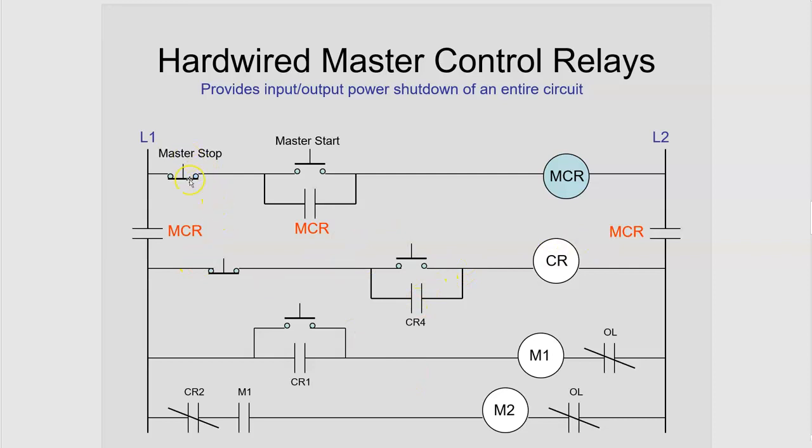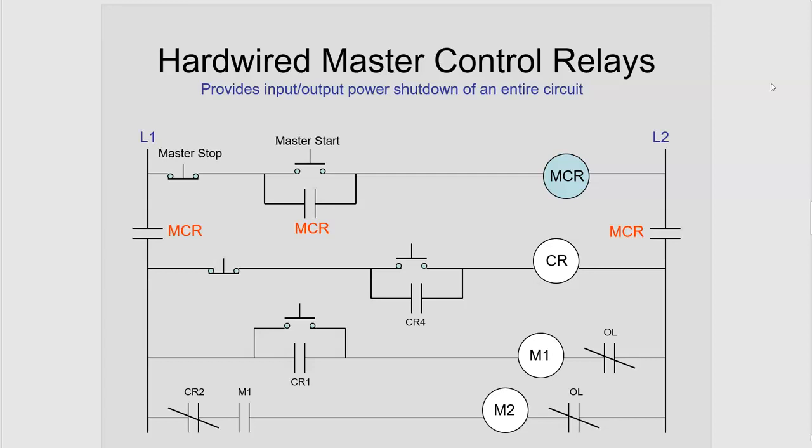But what happens if you hit the master stop? Hit the master stop, then this MCR output here goes false. These contacts open up and basically shut down power to everything below those two vertical contacts. So you can see you can use this to provide input power shutdown of an entire circuit or portions of the circuit. So if you have an emergency shutdown, then you want to use this master control relay or master control reset, as we talk about it when we do it in software.